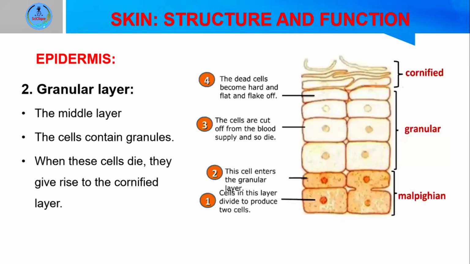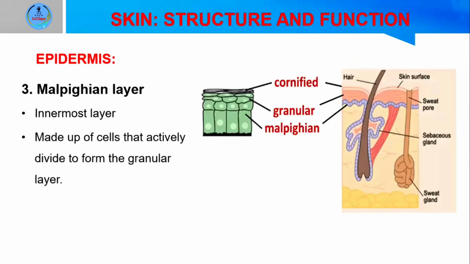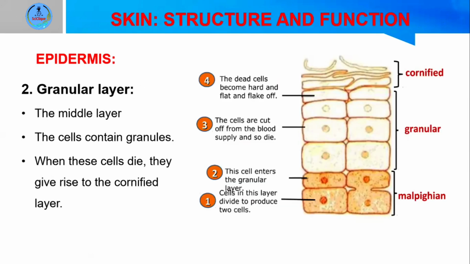I want to show you this. See? This is the Malpighian layer, this is the granular layer, and this is the conified layer. So the Malpighian layer is the one that gives rise to the granular layer. And then once the granular cells have died, they form the conified layer. You see the way they are? They become these flat and thin stacks of cells, okay? Because they're dead. That is that on the granular layer. There's not much to say about it, just that it's the middle layer. The cells contain granules, and when these cells die, they form the conified layer.